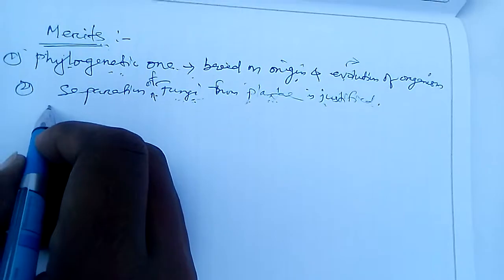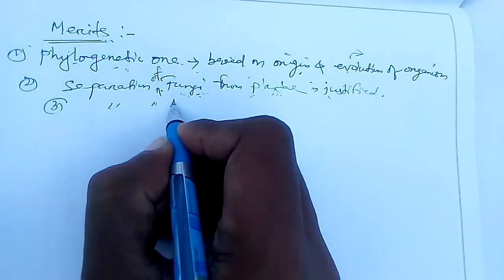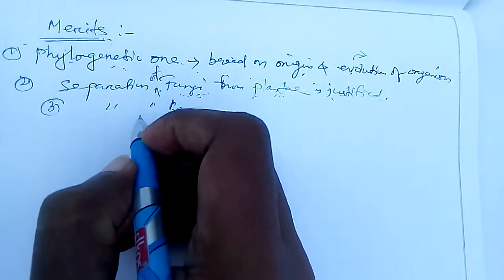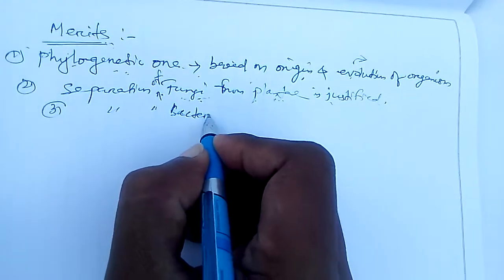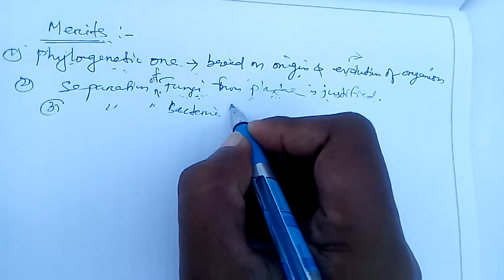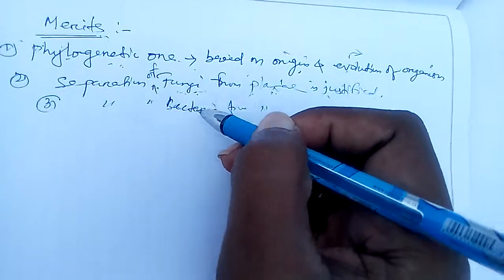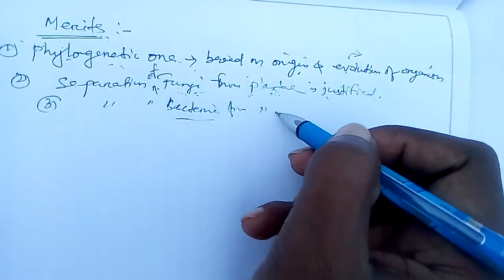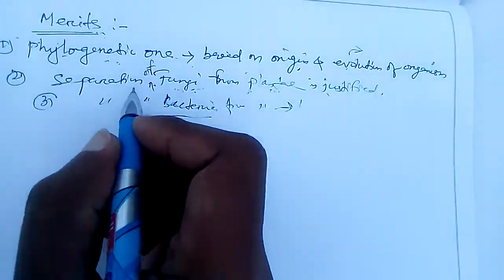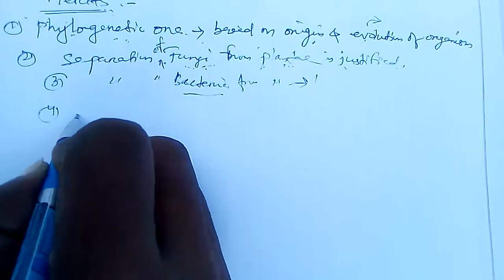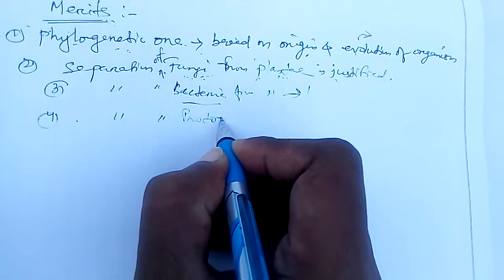So separation of fungi from Plantae into another kingdom is justified in this 5 kingdom classification. Another, the third merit is separation of bacteria from Plantae also. Bacteria were also included in Plantae, but in 5 kingdom classification bacteria are separated into another group, that is Monera, as we know. So separation of bacteria is also justified. Next, the fourth merit point is separation of protozoa.